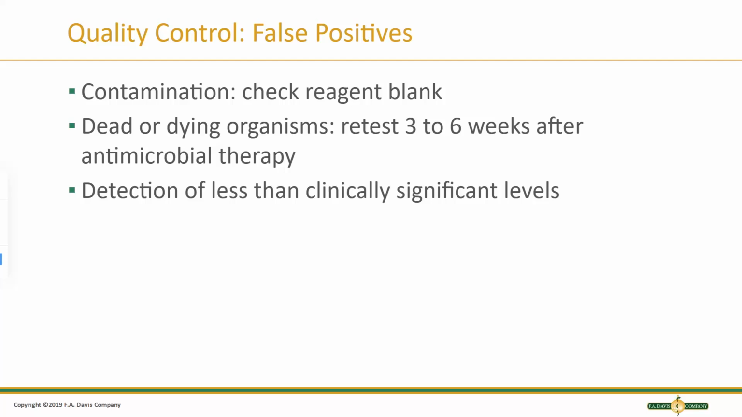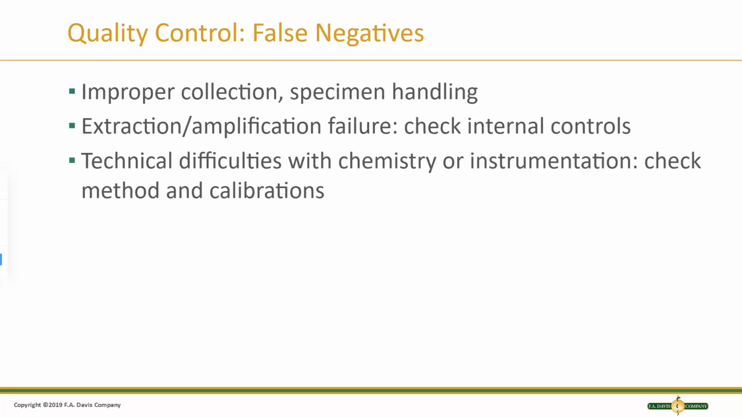Just going back here, a false positive, as you know, is a positive result, but it should be negative. False positives can be caused by contamination, dead or dying organisms, and the detection of less than clinically significant levels. False negatives would be a negative result that should actually be positive. If we didn't handle the specimen correctly, maybe we destroyed all the genetic material. Extraction or amplification failure, maybe the controls did not work, the system wasn't working, so it wasn't able to detect anything. Even the positive control ended up being negative. And technical difficulties with chemistry or instrumentation. Check the method and calibrations.